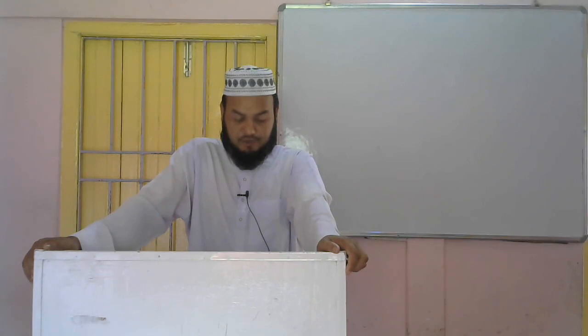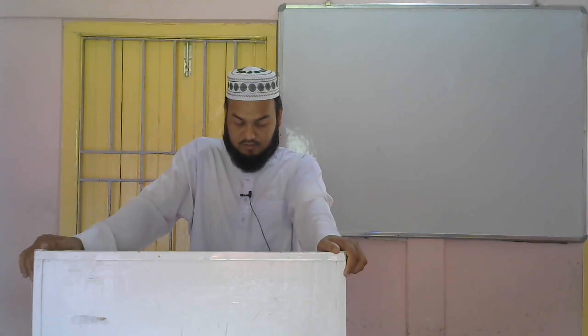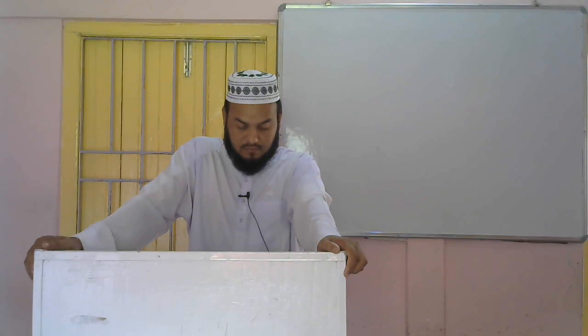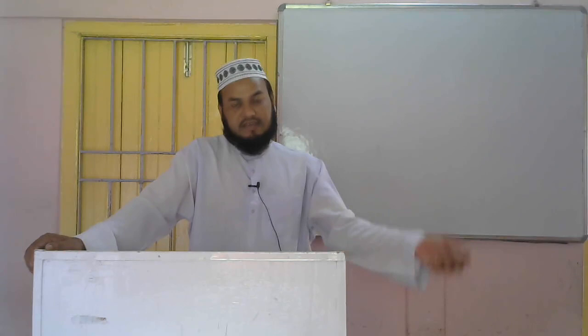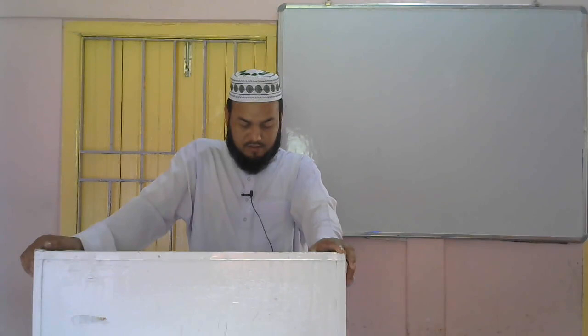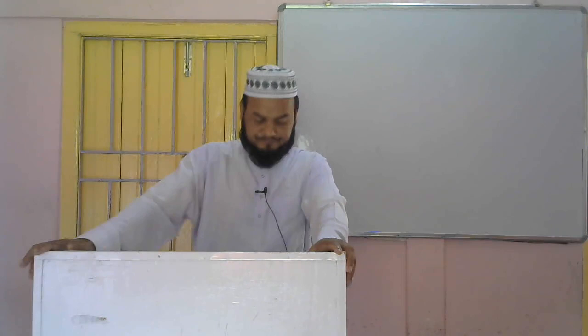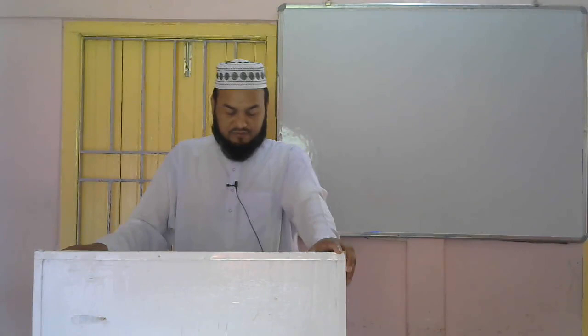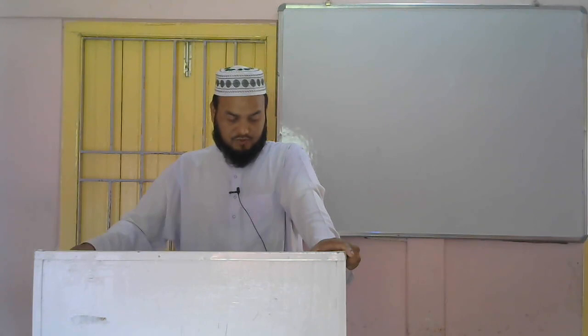Next one. Al-Ghurfatu li-Akhi Sulaiman. Sulaiman's brother's room is, first option is بِقُرْبِ غُرْفَتِهِ, nearby his room. بِبُعْدِ غُرْفَتِهِ, far from his room. بِيَمِينِ غُرْفَتِهِ, right side of his room. Which option is correct? So we found in the chapter that Sulaiman's brother's room is nearby his room. So the first option, that is Alif, is the correct option. Biqurbi ghurfatihi, that is nearby his room.